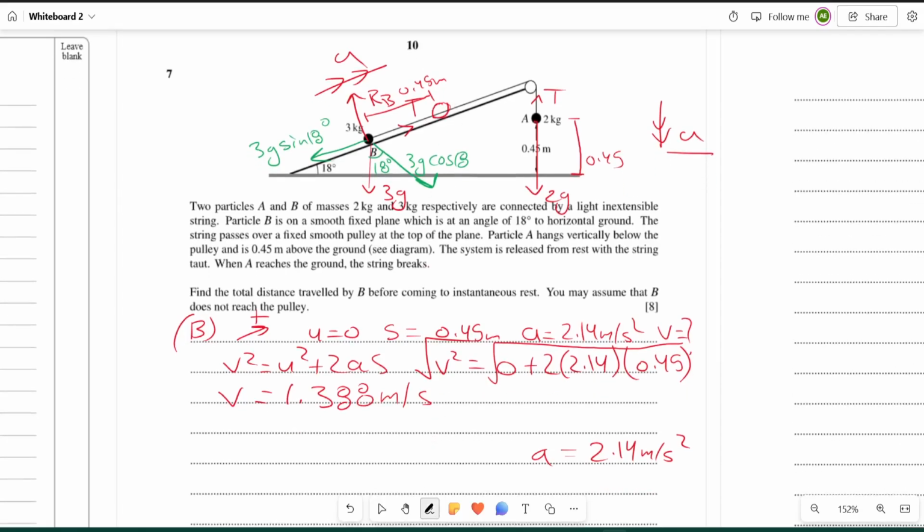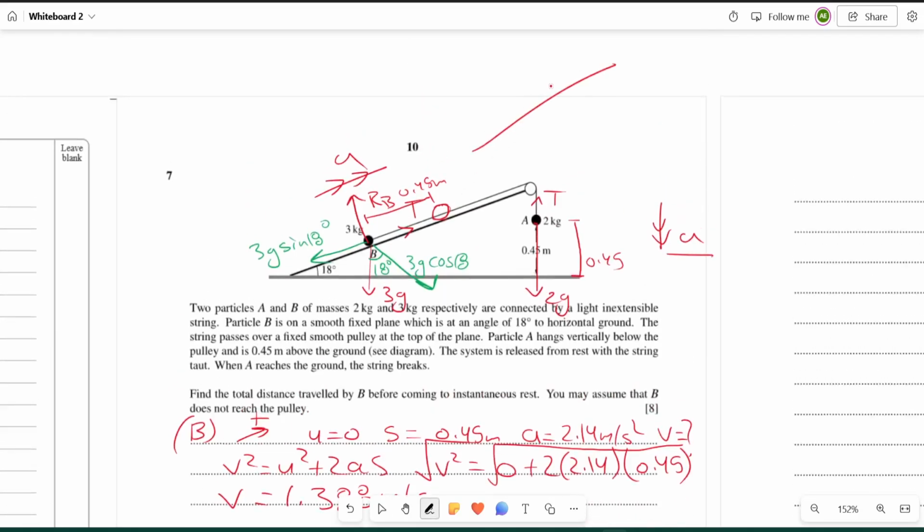Now I reach this point. What happened after this point? The string breaks. So B is moving like this. Now for B, I need to draw a new free body diagram because one of the forces is no longer there, which is the tension. So B is going to have the weight 3G, going to have the reaction force RB, and that's it. I'll just have this as 18 degrees.